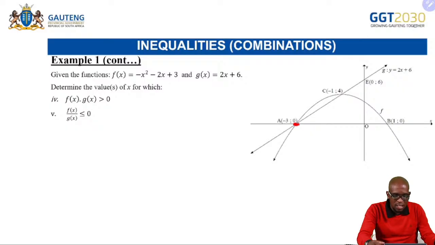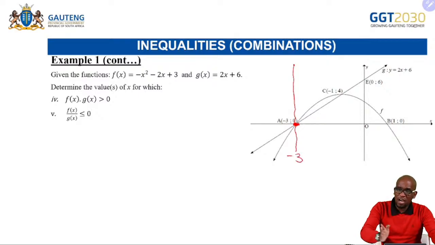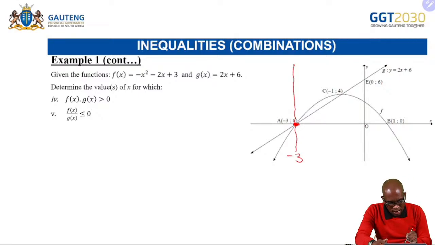Both of them intersect the x-axis at that particular point. So that would be your critical value, minus 3. And then moving along the graph, you see that g, because it's a straight line, will only have one x-intercept. But with f, there's another x-intercept here.